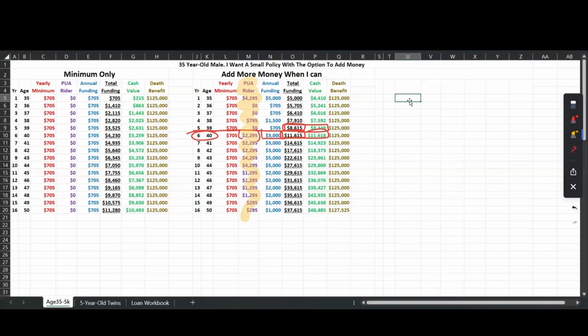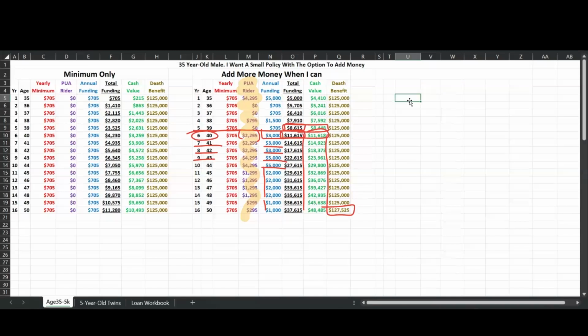So now he's in his 40s, he's earning more, he's throwing more into the policy: $3,000, $3,000, $5,000, $5,000, then $2K for a couple of years, and then he pays just $1K per year. You'll see it until age 65. But much stronger cash value. You even see the death benefit start to increase here.